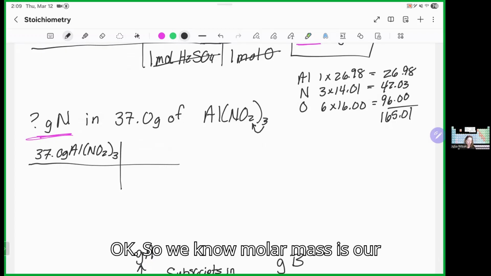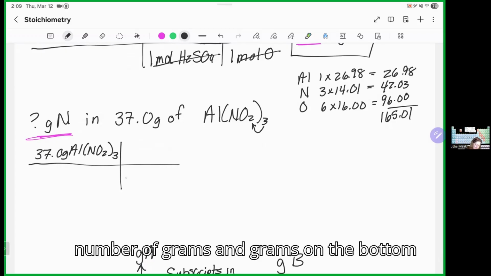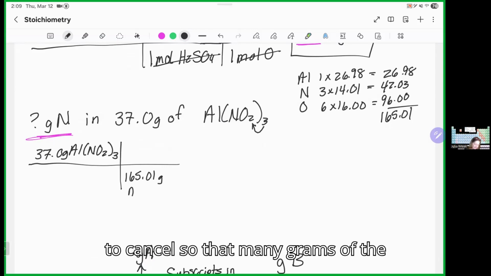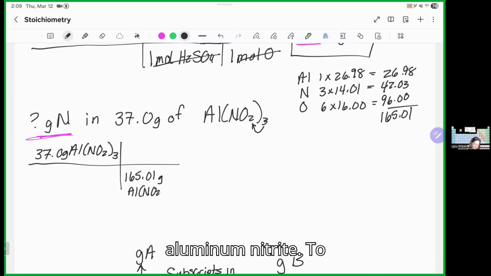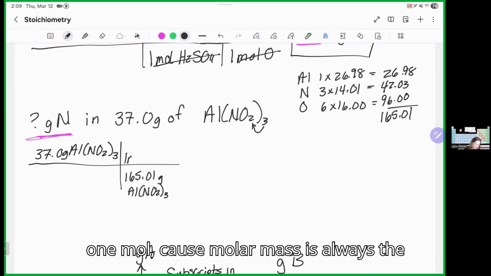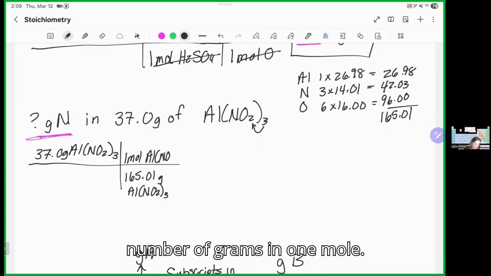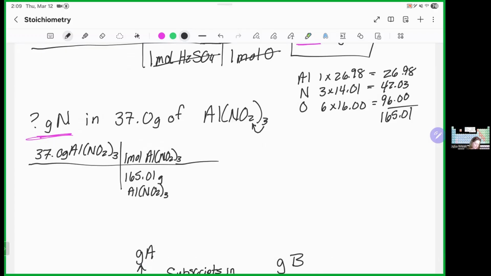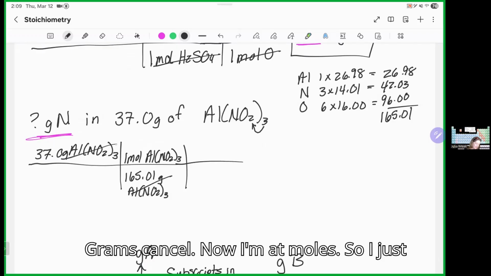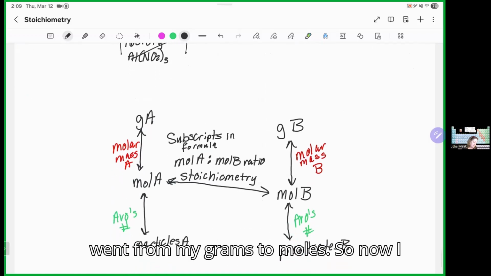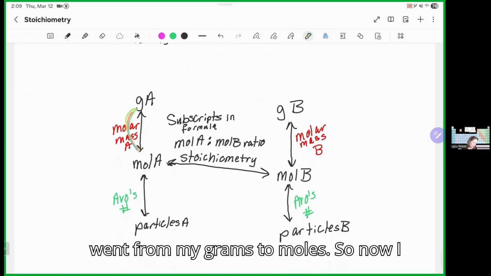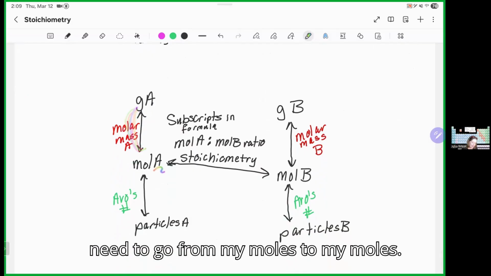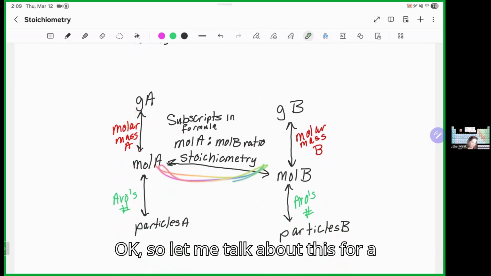Okay, so we know molar mass is our number of grams, and grams on the bottom to cancel. So that many grams of the aluminum nitrite to 1 mole, because molar mass is always the number of grams in 1 mole. Grams cancel. Now I'm at moles. So I just went from my grams to my moles. So now I need to go from my moles to my moles.